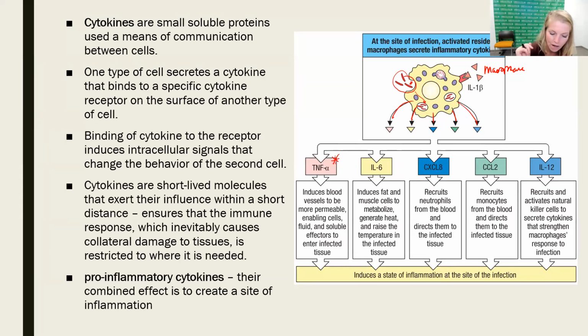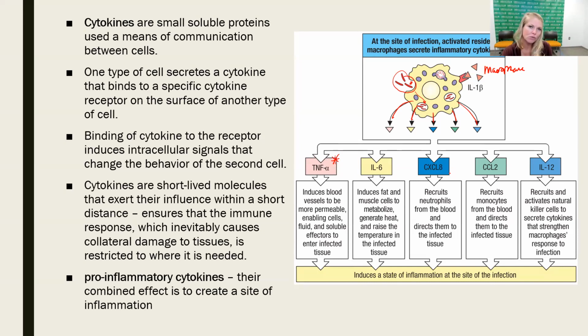Major one. IL-6 is important for the production of the heat that we see in inflammation because it actually induces fat muscles or fat cells to metabolize faster, and that increases temperature.